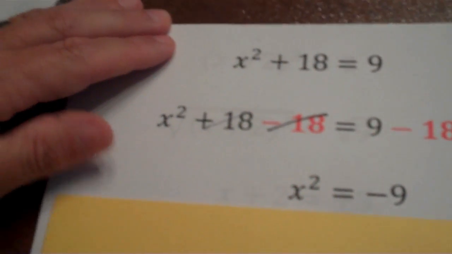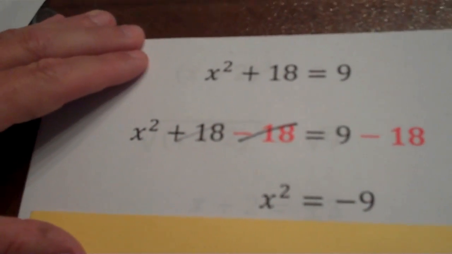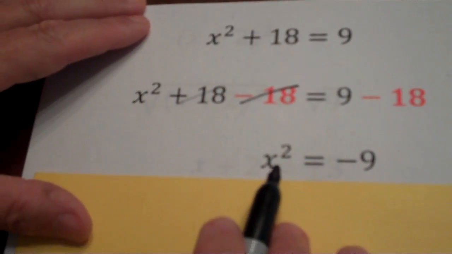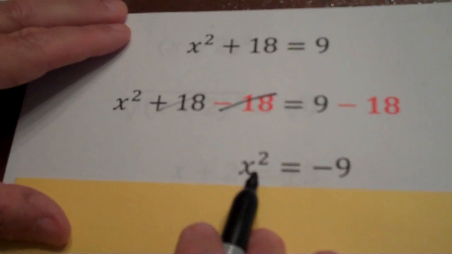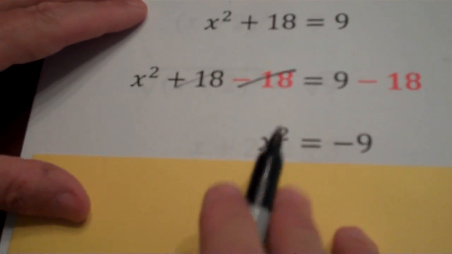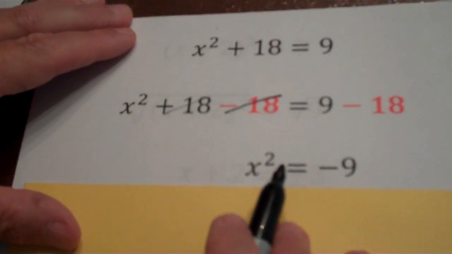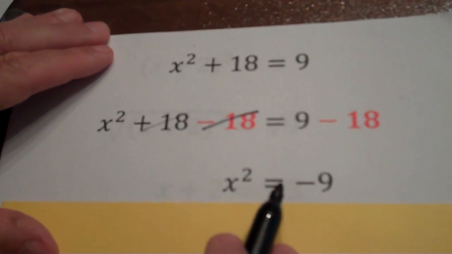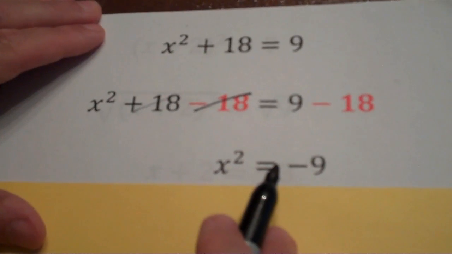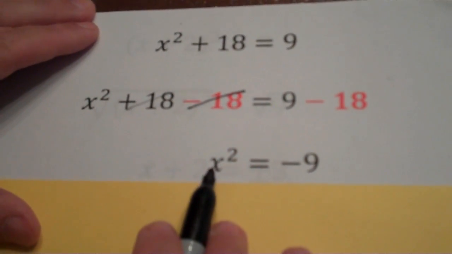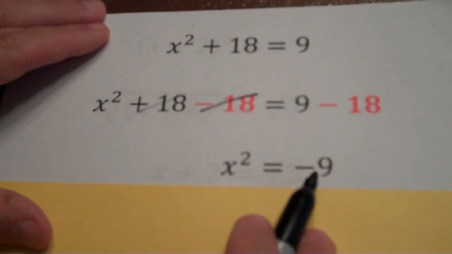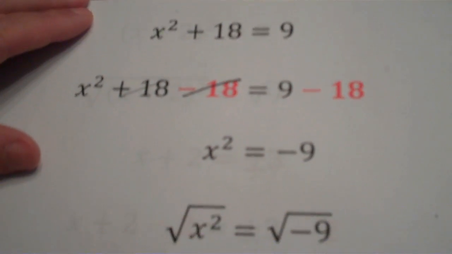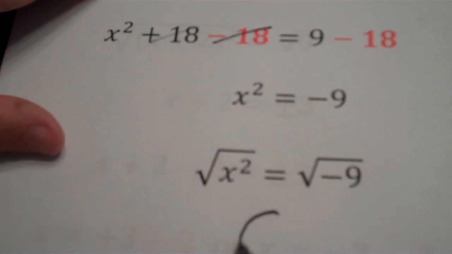Now, folks, that's not a possibility. You cannot take the square root of a negative number. Any number times itself will always end up with a positive number. Remember, on our previous example, either -6 times -6 or positive 6 times positive 6 resulted in a positive 36. There is no number times itself that results in a negative, so this problem has no solution.